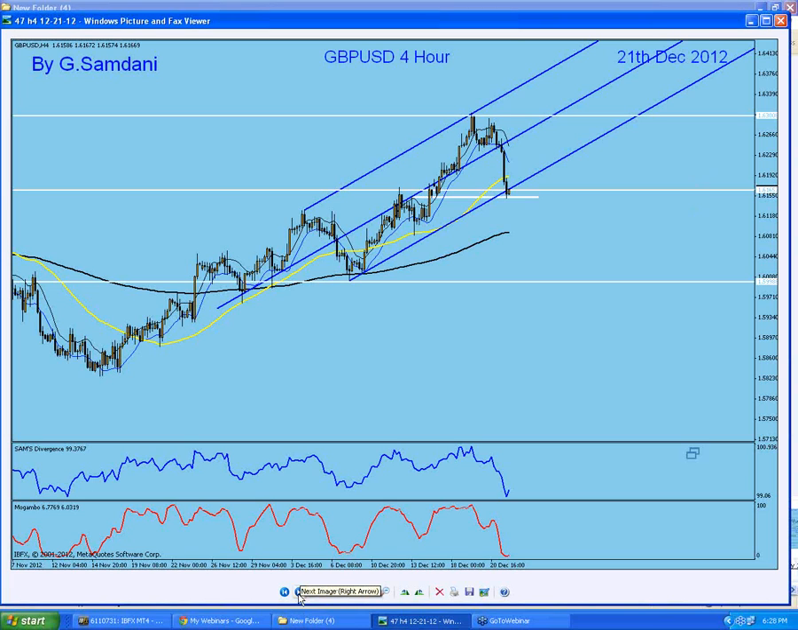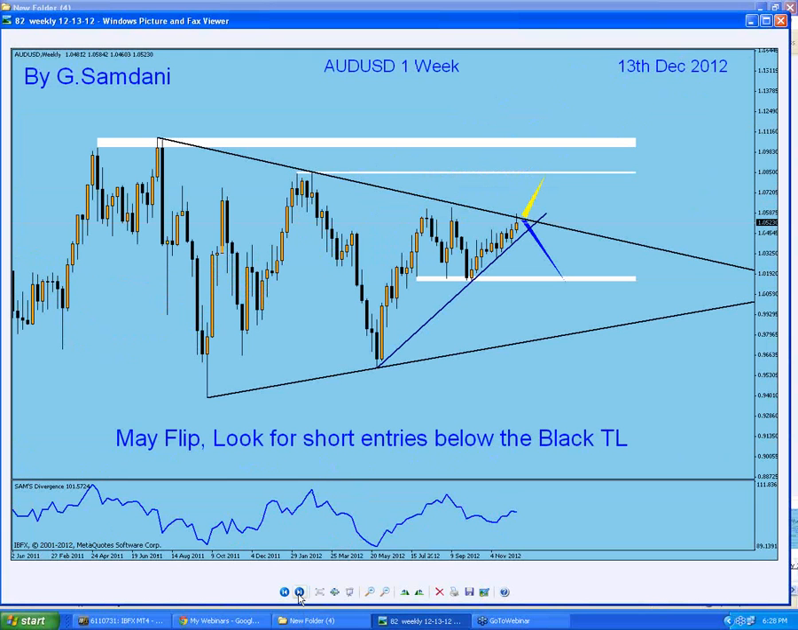Now, next chart is what? This is our Aussie USD 1 week chart, December 13th. I made it and I sent it out to everyone. This one was a weekly chart, right? So a third touch of the trend line here. I mean, this was very close but couldn't touch it. But we went down and then we came here and touched the trend line and started pulling back.